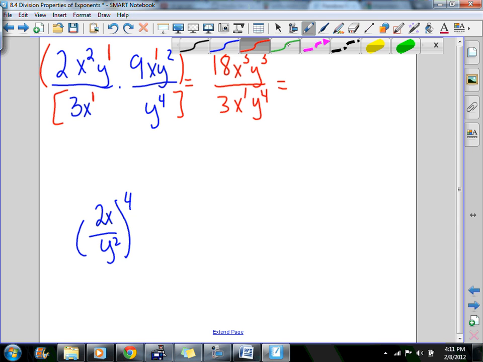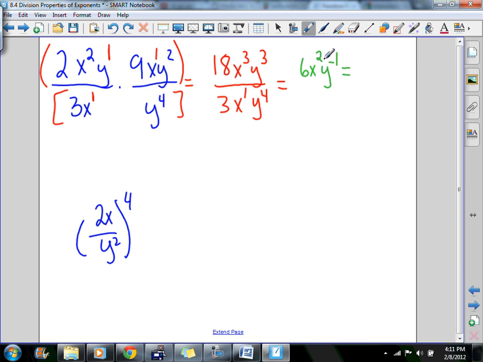Now we're going to do the division rules. 18 divided by 3 is 6. X cubed minus the x to the first here would be x squared. And y cubed and y to the fourth combine to give us y to the negative first. In order to get rid of that negative, that needs to drop down. We can also put this over 1 to get 6x squared all over y. A lot of work for a nice clean answer.